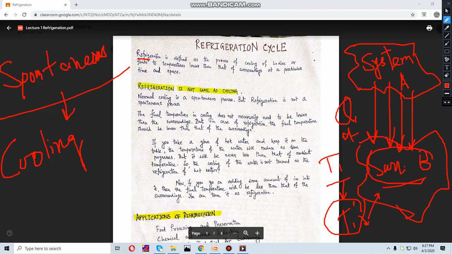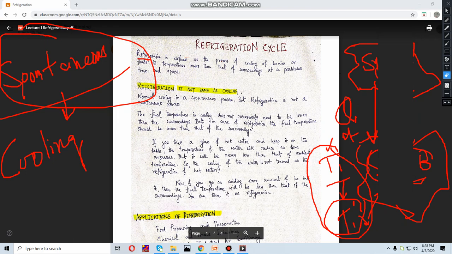Cooling is a spontaneous process. The temperature drop occurring through cooling can be or cannot be less than the surroundings temperature. The temperature after cooling can be equal to the surroundings, greater than the surroundings, or less than the surroundings. Until the temperature is less than the surroundings, we cannot say it is a refrigeration effect. So you have to understand these two factors, spontaneity and the temperature, which we had earlier discussed. Until these two conditions are satisfied, we cannot say that a refrigeration process has occurred here.